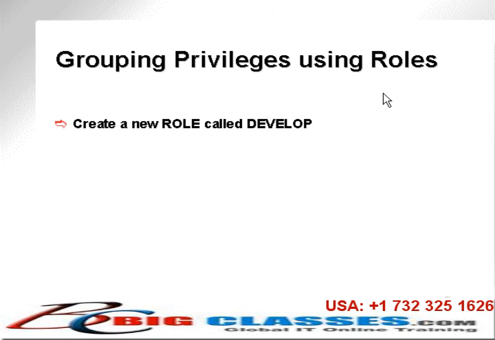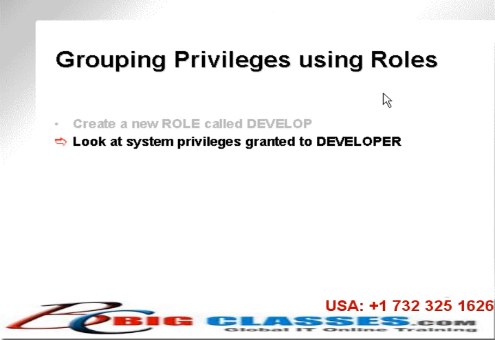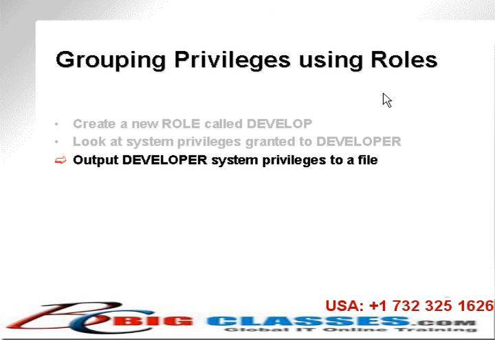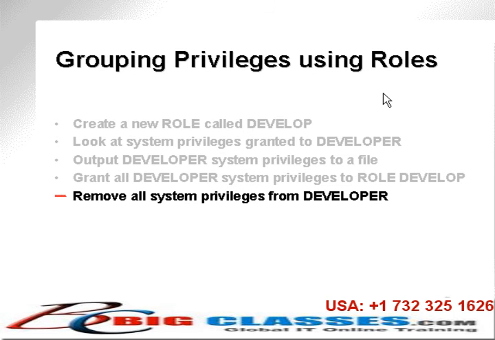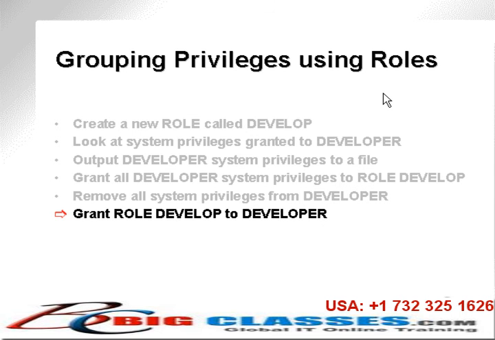We're going to go through a sequence of steps. Let's go through those steps first just to see what we're going to do. First thing we're going to do is create a role called developer, a new role. Then we're going to find all the system privileges that we've already granted to developer. We're going to put it into a spool file. Then we're going to take all the system privileges in that spool file and grant them to the role develop. Then we're going to remove all those system privileges from developer by using the revoke command. Then we're going to grant the role develop with all its system privileges contained within it to the developer user.